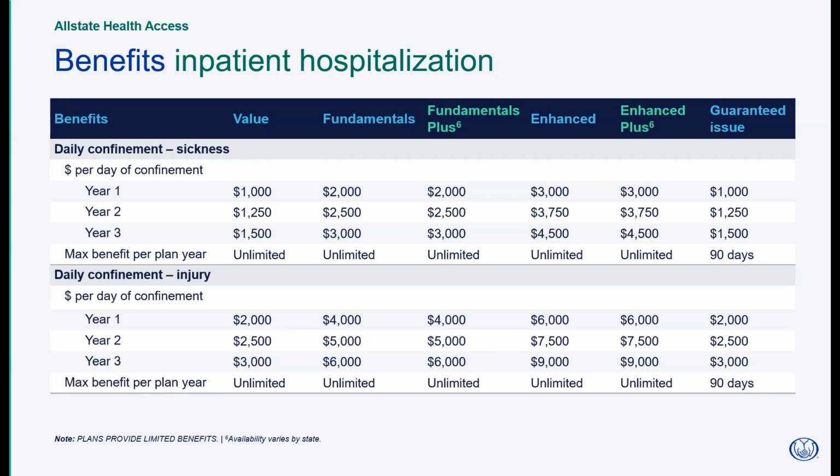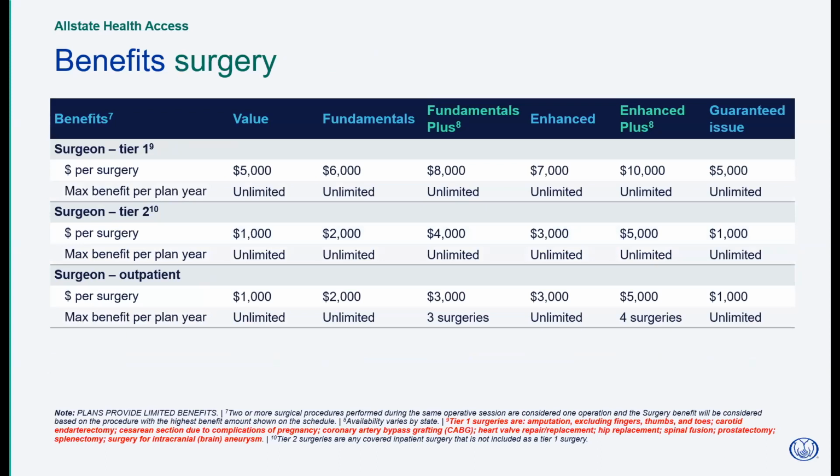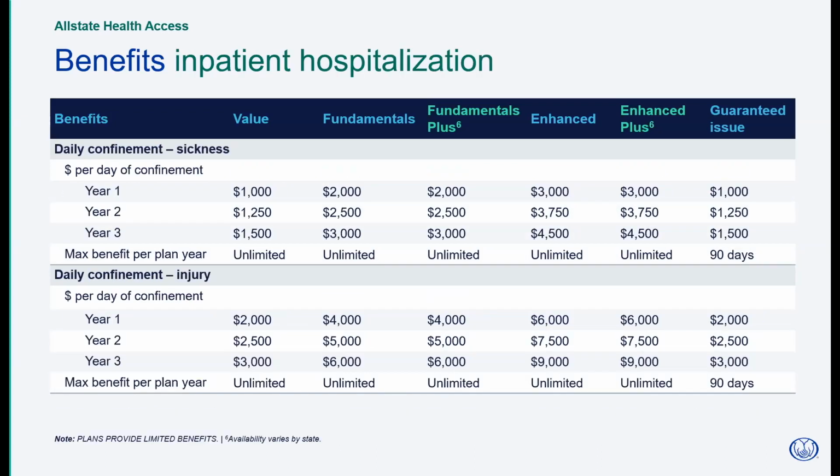If the admission happens in year 2, the benefit is $3,750. If the admission is in year 3 and on, the benefit amount is $4,500. Now, looking at the confinement for injury, if you notice, the benefit amount does go up at this point.